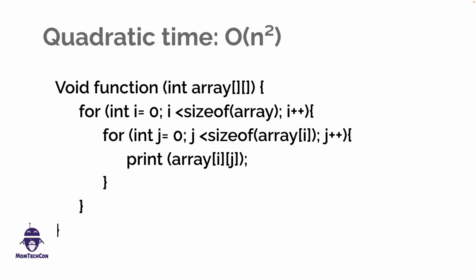In this third example, you can see that we have two nested for loops. The two loops are going to run n times each one. So the complexity will be n times n. Therefore, we can say that the runtime is quadratic, or we have O of n squared.